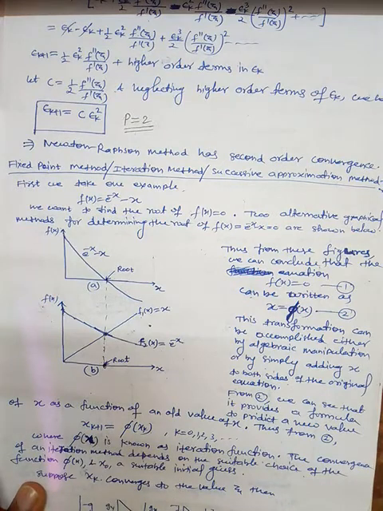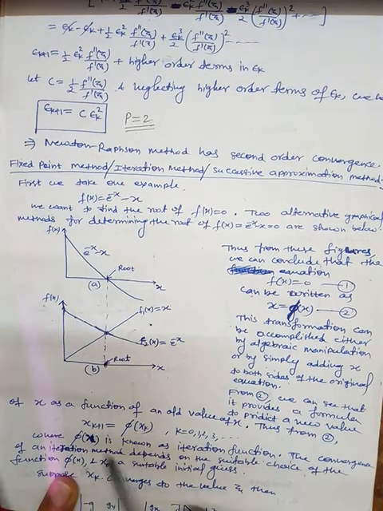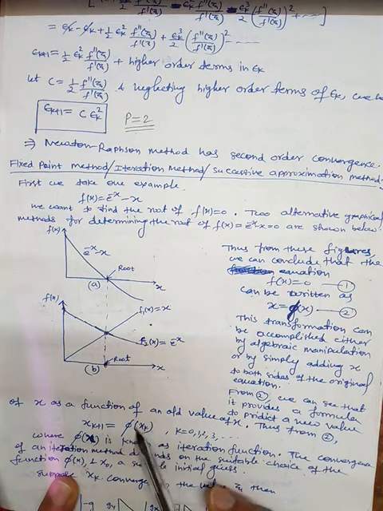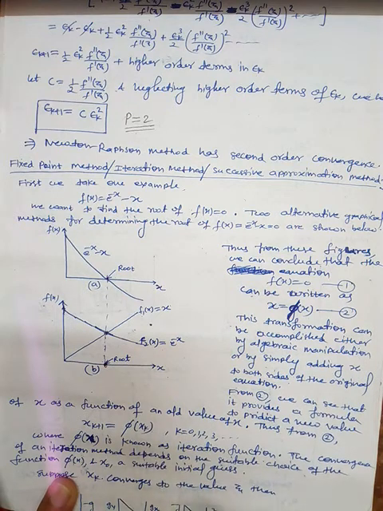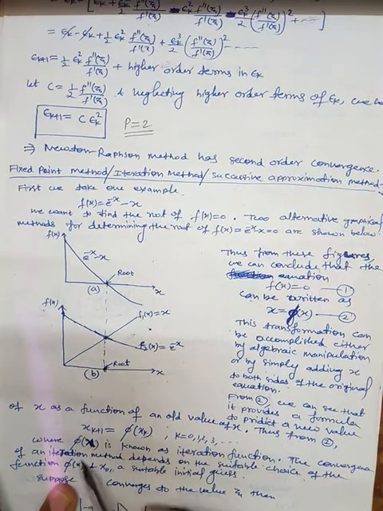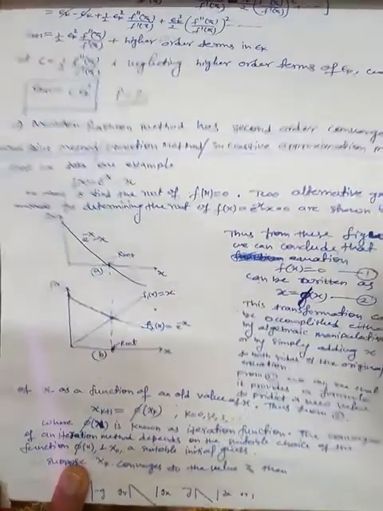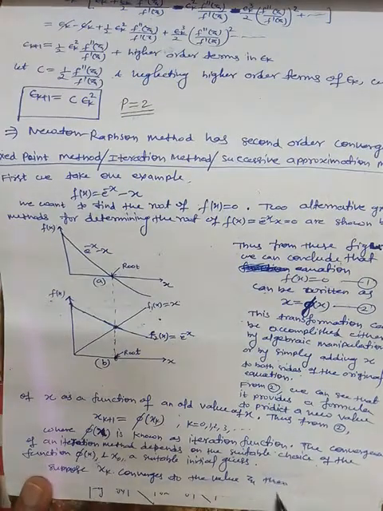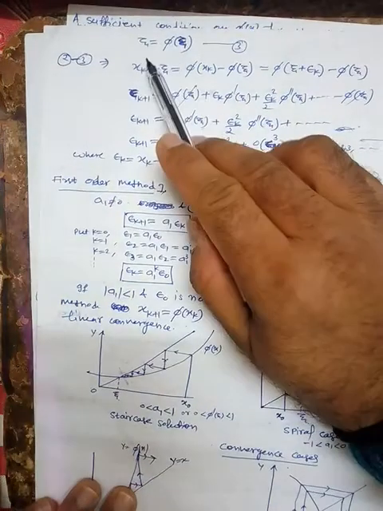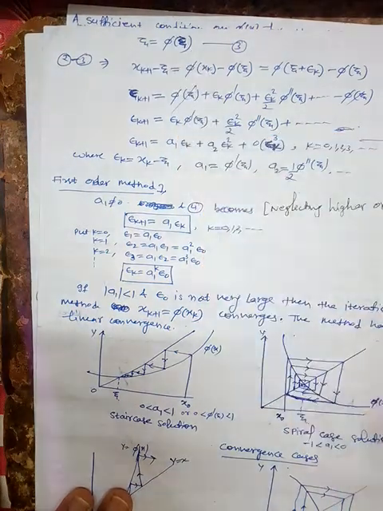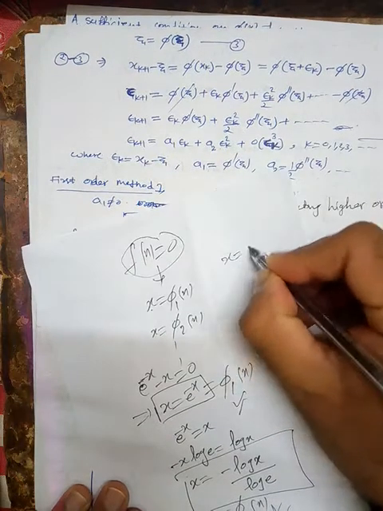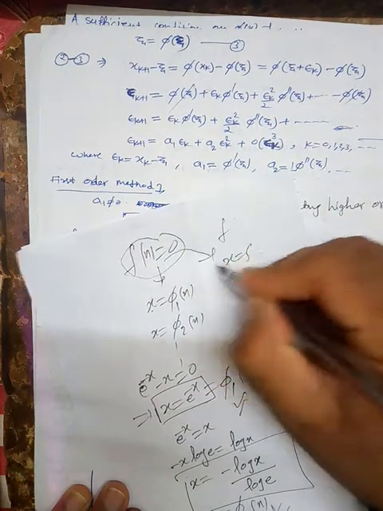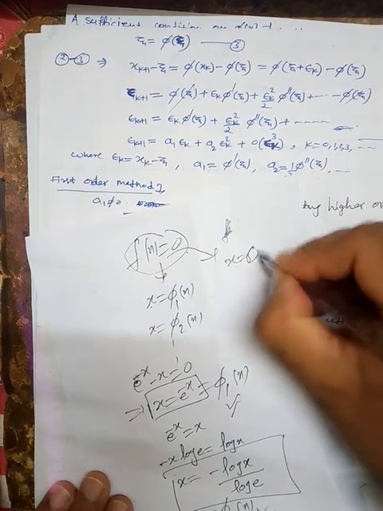So this method depends upon the choice of phi of x and initial point x naught, because when you put k equal to 0, you have x naught. x naught is the initial guess. So this method depends upon the initial guess and the choice of the function phi of x to get the solution. Okay, so suppose xk converges to the value xi, then we get xi is equal to phi of xi, because this equation is exactly satisfied, because we have converted this problem f of x equal to 0 as x equal to phi of x.